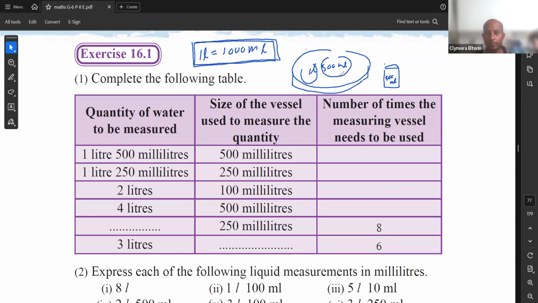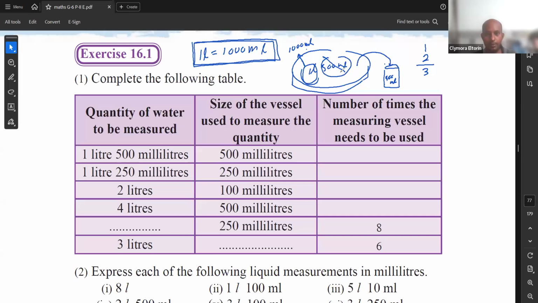When I pour some amount here, how many times do I need to pour? At one time, if you pour this one, it is removed. That means only one time. There's another liter, and 1 liter contains 1,000 milliliters. How many times are 500 milliliters in 1,000? Another two. So totally we need three times. Is it clear?